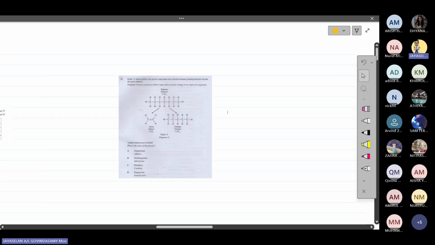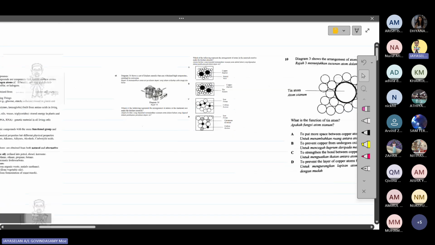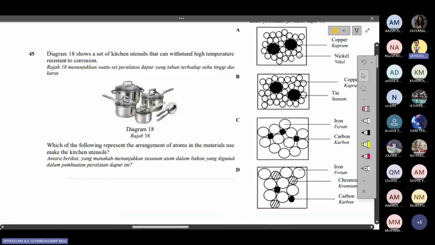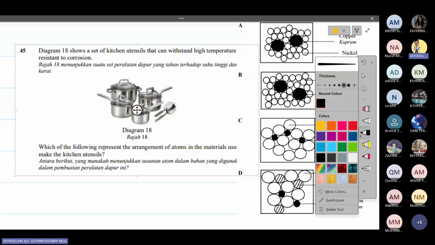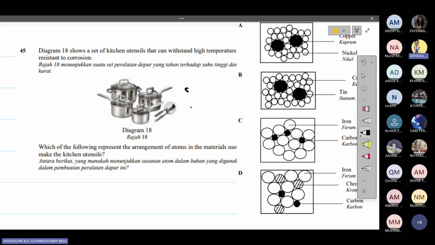Okay, time's up. We check the answer together. So we go for alloy. Once you see this alloy, this kitchen utensil, fork and spoon, please remember this is called stainless steel. Stainless steel contains iron plus carbon plus chromium plus nickel. So these are the things you must remember.